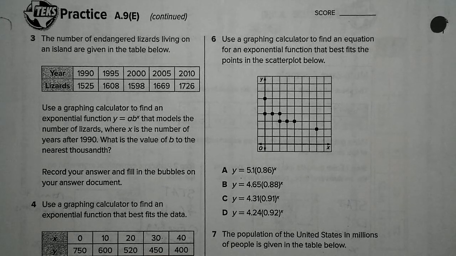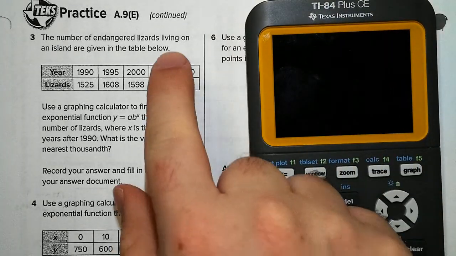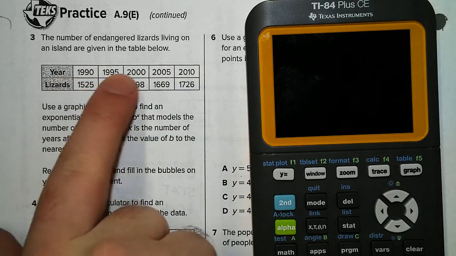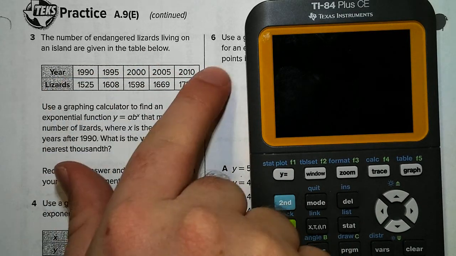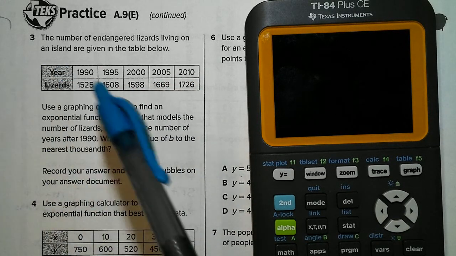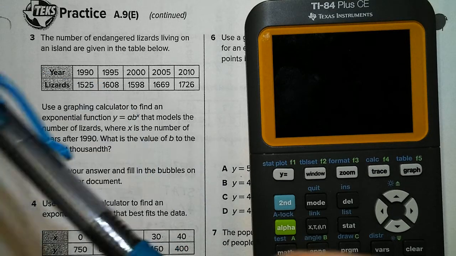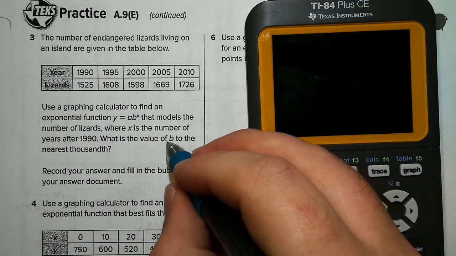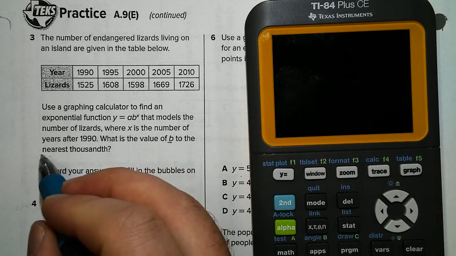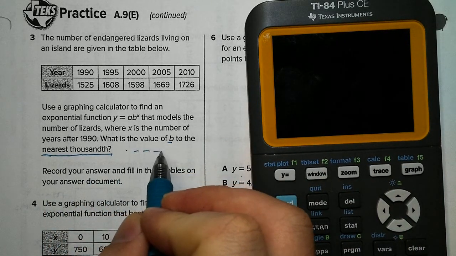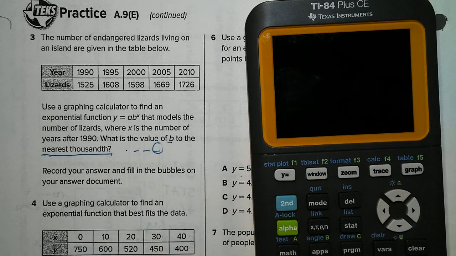All right, so number 3 says numbers of endangered lizards living on an island are given in this table below. Now this time, notice they give us years as our x's and lizards as our y's. So it says, using a calculator, find the model, where x is the number of years after 1990, and it wants the value of b to the nearest thousandths. So that's 3 decimal places: 1, 2, 3. That's what they wanted. Record your answer and fill in the bubbles in your answer document.